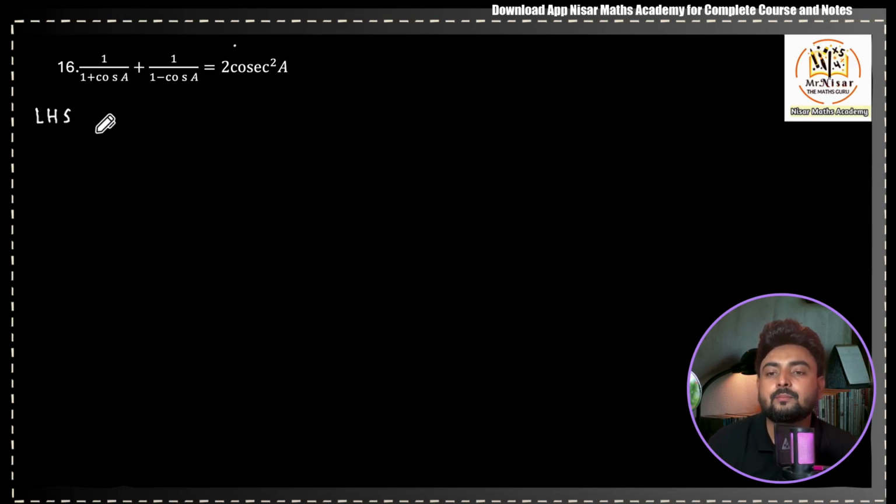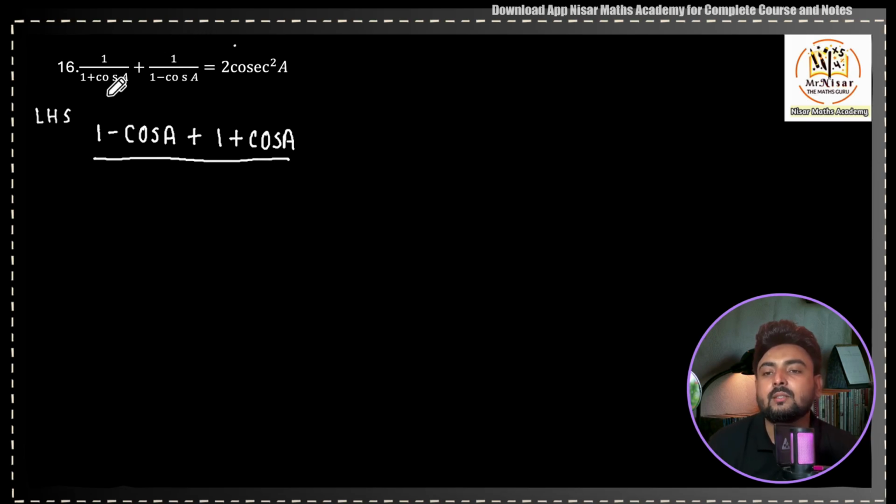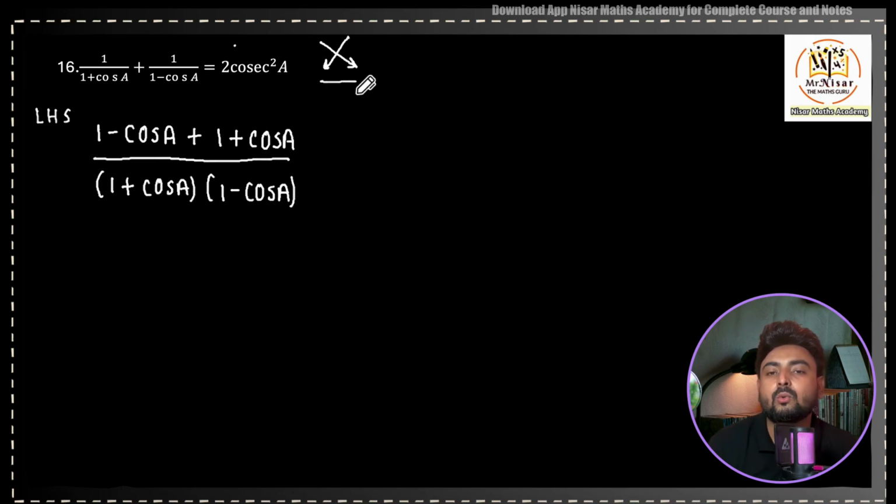So it will be 1 into 1 minus cos A, it becomes 1 minus cos A, plus this will be cross multiplied, 1 into 1 plus cos A, 1 plus cos A. And how to do cross multiplication, lot of time I have explained you in this series. Now this is something very important, this into this and this into this, it will be 1 plus cos A into 1 minus cos A. We multiplied these two terms first, then these two. Now can you say me what will be the next step?